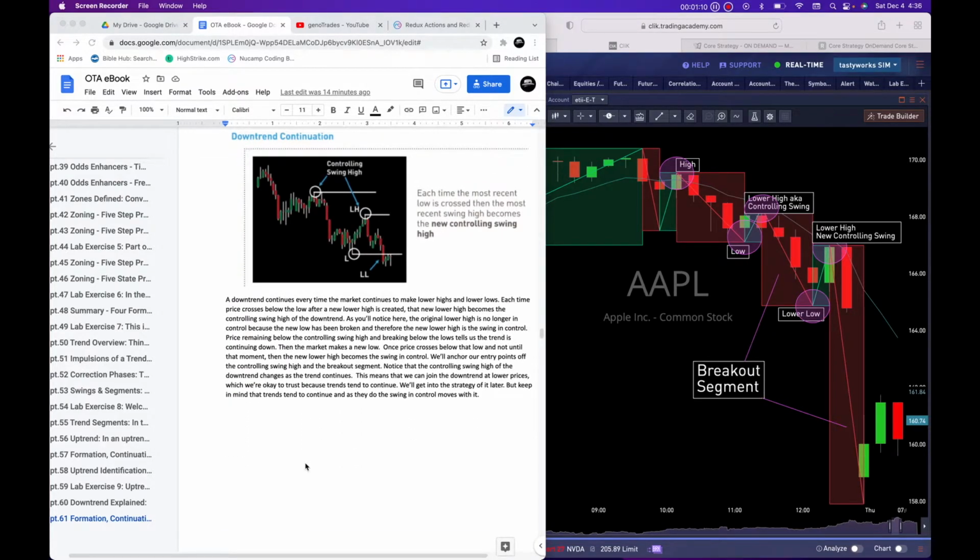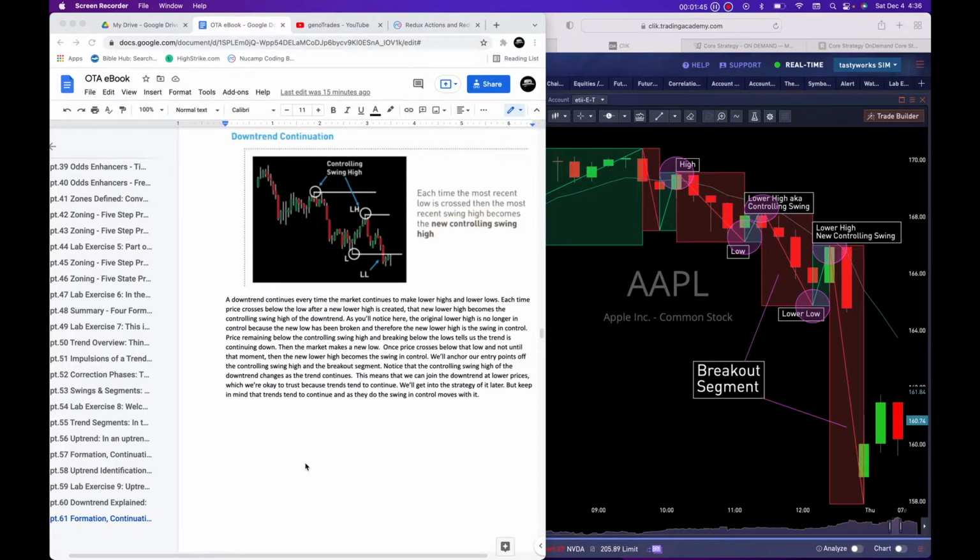A downtrend continues every time the market continues to make lower highs and lower lows. Each time price crosses below the low after a new lower high is created, the new lower high becomes the controlling swing high of the downtrend. As you'll notice, the original lower high is no longer in control because the new low has been broken, and therefore the new lower high is the swing in control.